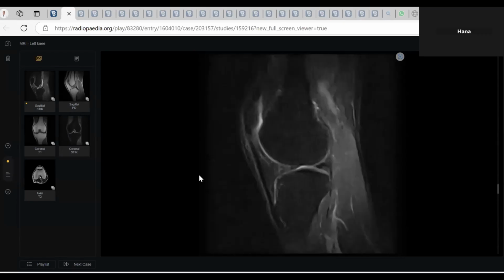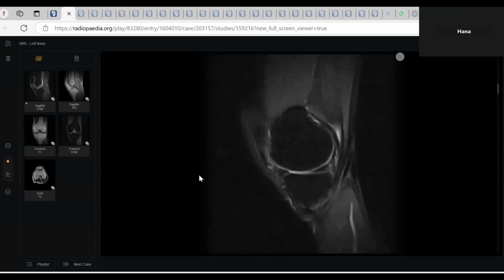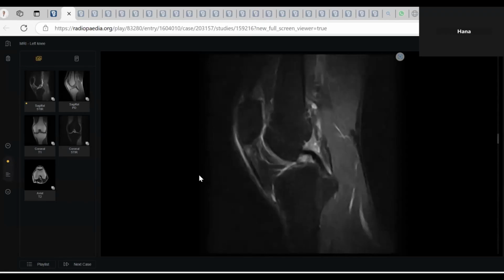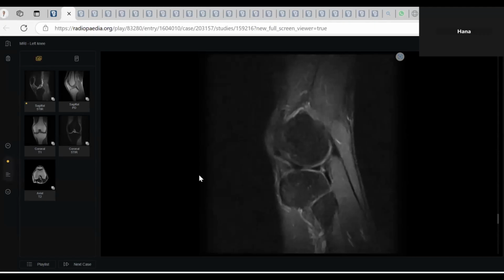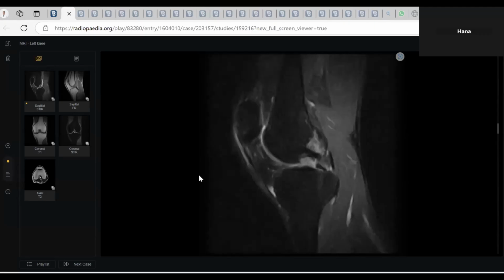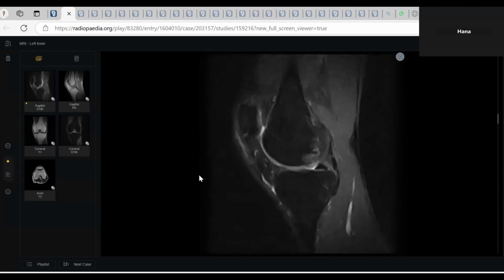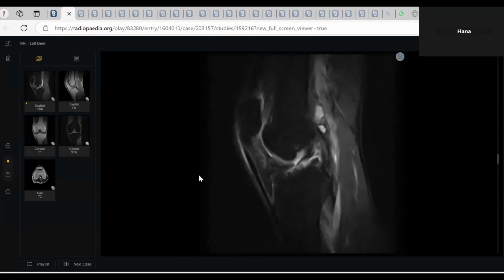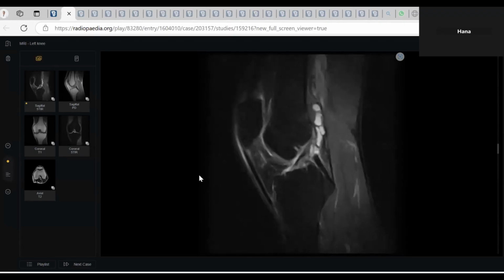I'm checking the bones. There is no abnormal signal intensity of the bones. I want to check the menisci. Both of them appear normal. I want to check the patella. They appear normal as well, but I note that the bone signal intensity appears to be very low. What's your differential diagnosis?